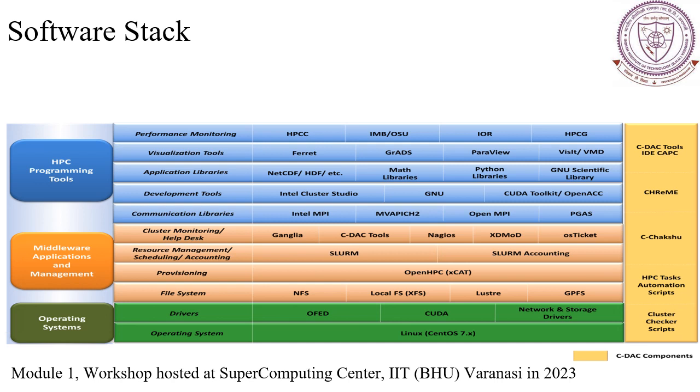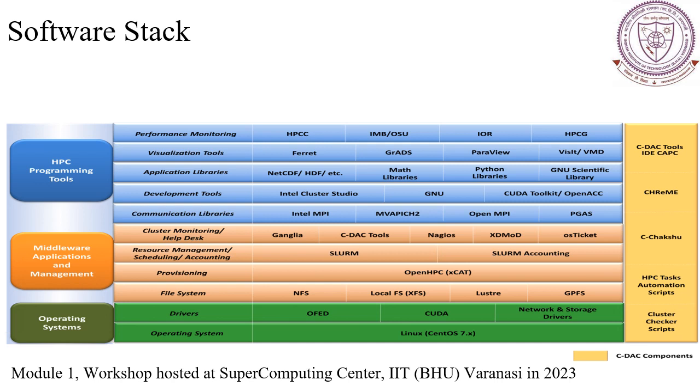The next one is performance monitoring tools. Performance monitoring tools are used to monitor the performance of HPC applications. Some common performance monitoring tools are HPCC, that is High Performance Computing Challenge. It is a performance monitoring tool that is developed and supported by Lawrence Livermore National Laboratory. IMB. IMB stands for Intel MPI Benchmark. It is a benchmark that can be used to measure the performance of MPI implementations.